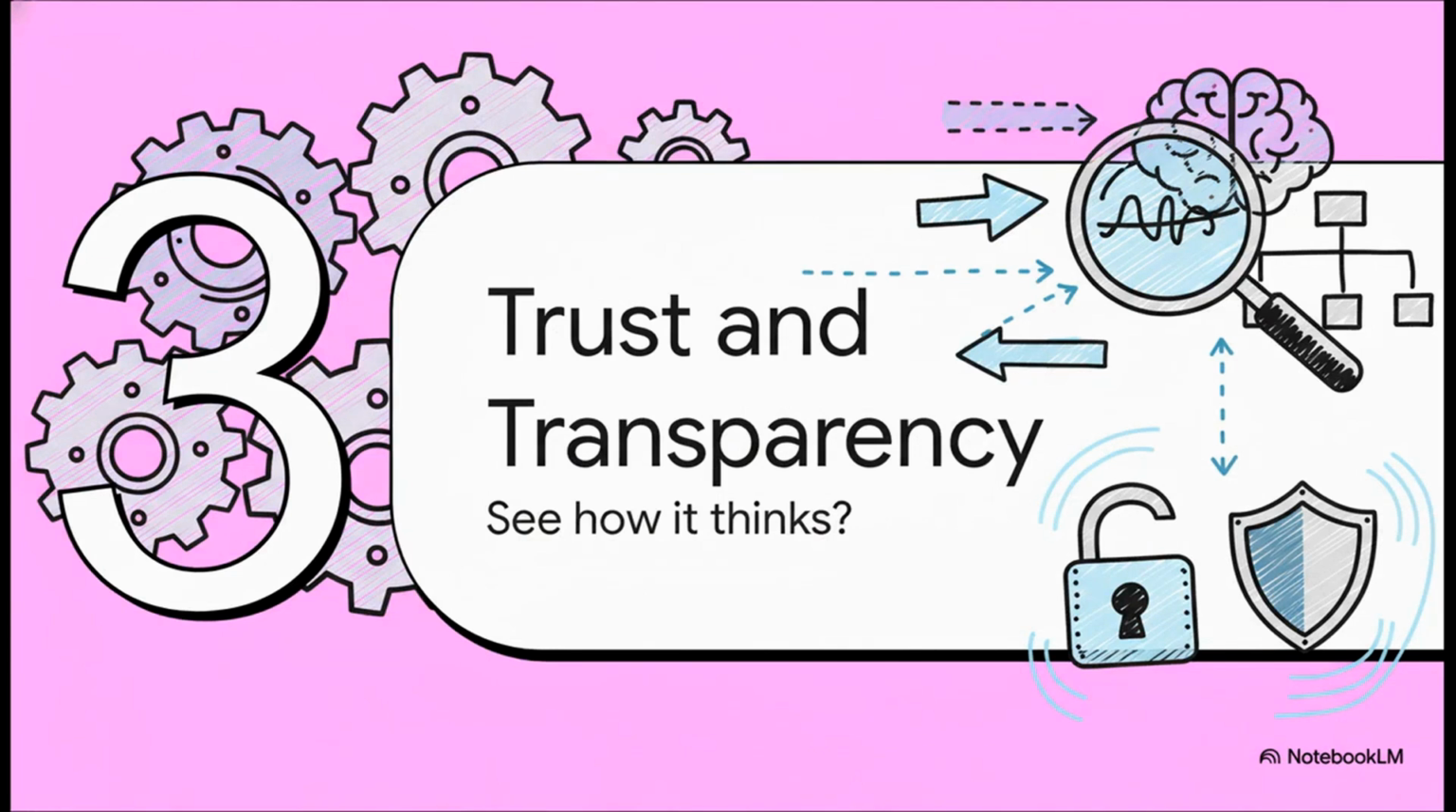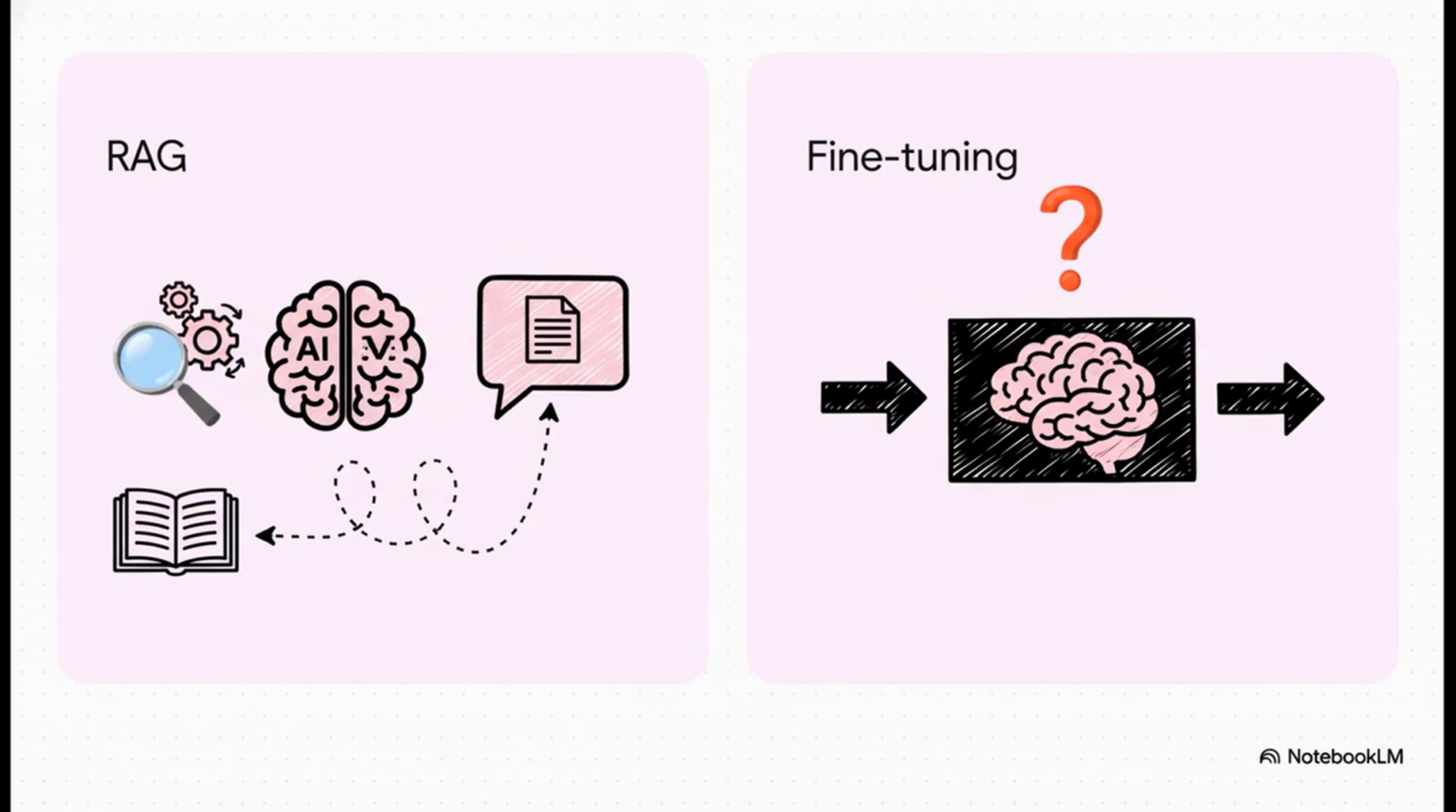All right, let's move on to our next big factor, trust. Because sometimes getting the right answer isn't enough. You also need to know how the AI got to that answer. This is where RAG has a massive advantage. Because it's pulling information from specific documents, you can always point to the source. It's transparent. You can say, here's where I got that from.